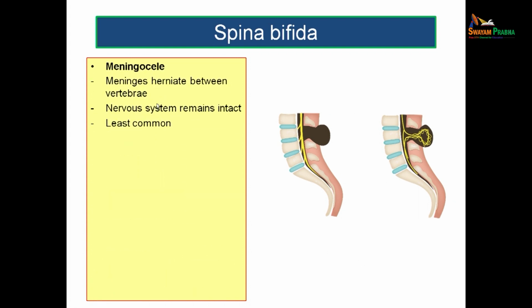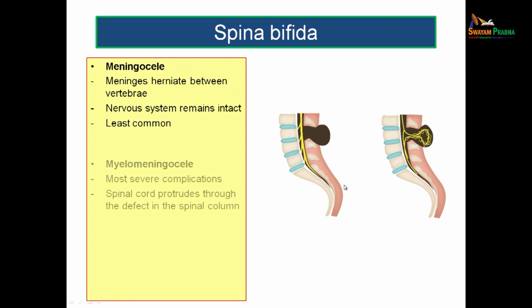Now, the next type is known as meningocele. Meningocele means through the defect the meningeal layer will be herniating outside. So, there is a defective closure of the vertebra, and through that defect the meningeal layer alone is coming outside. The meninges will be herniating between the vertebrae. So, here again the nervous system remains intact, and this is actually a least common variety.